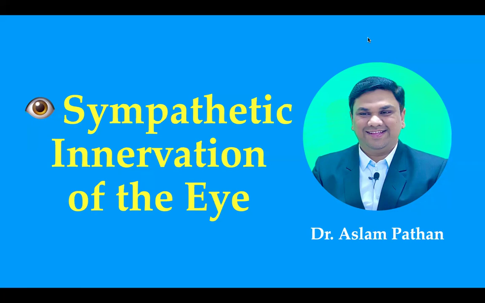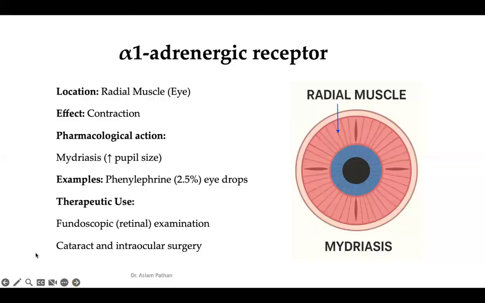Sympathetic innervations of the eye. Here we will see sympathetic adrenergic receptors and their pharmacological effects in the eye. Let us see. The first one is alpha.